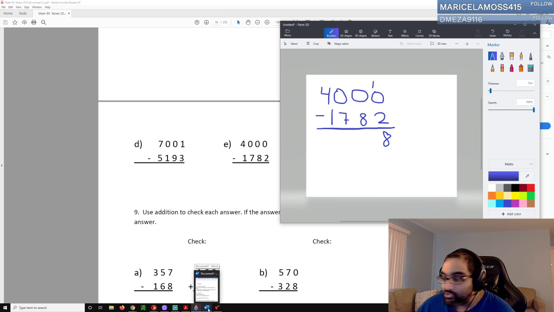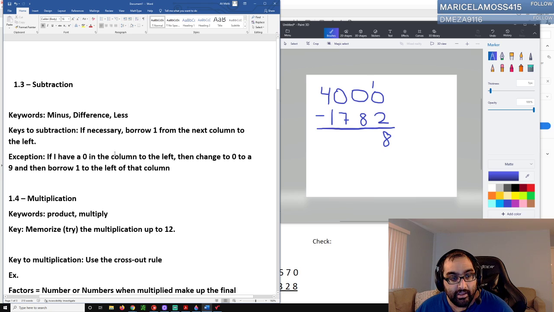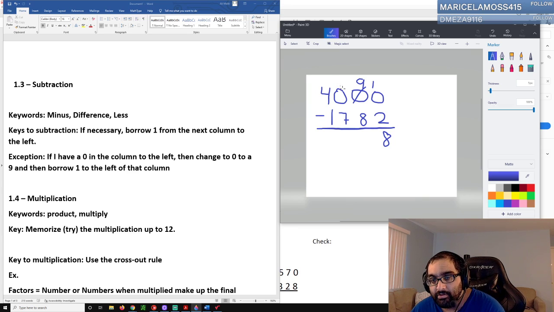Now let's go back to our exception. I have a 0 here in the column to the left. So because I have a 0 in the column to the left, I'm going to make this 0 a 9. All right, so now that 0 becomes a 9. And then I have to borrow 1 to the left of that column. So I now have to change this 0 here. What should I change this 0 to be in this case?